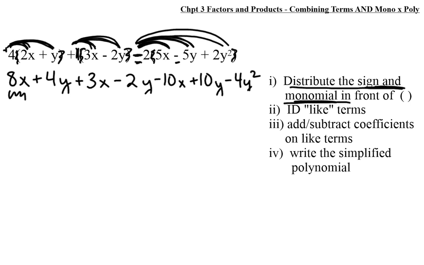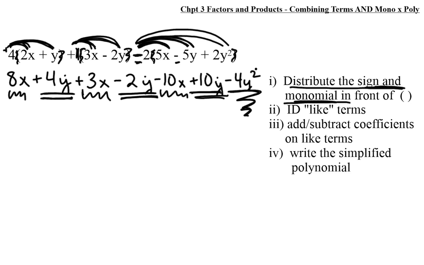Well, we have x terms, a whole bunch of them. We have y terms, and we have a y squared term. Note that y terms are not the same as a y squared. Like terms have identical variables with identical exponents. This exponent 2 makes that term unique.